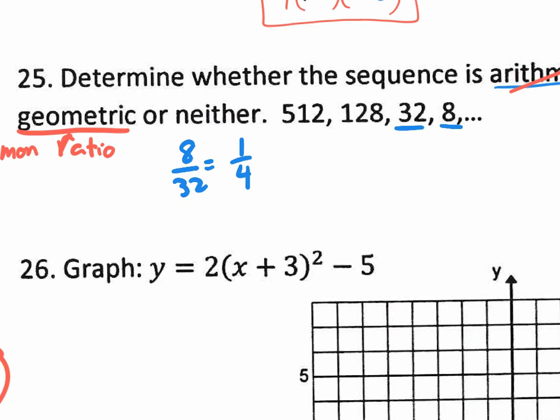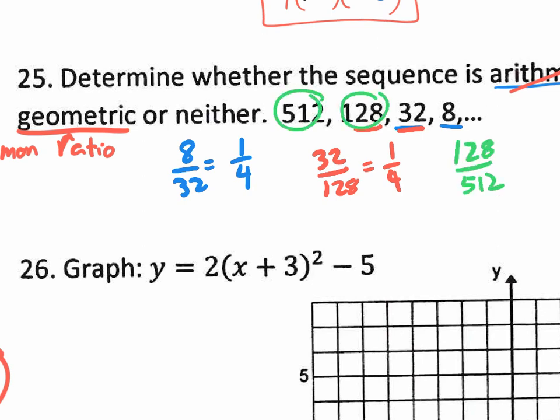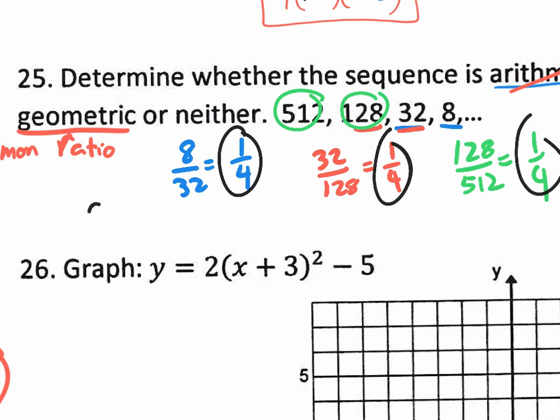Now, the question is, does that happen between all the terms? If I do 32 divided by 128 on the Casio calculator, hit equal, it does give you 1/4, right? And if you do the next one, 128 divided by 512 on the Casio calculator, hit equal, and yes, it also gives me 1/4. So absolutely there's a common ratio on all of them, so this is for sure geometric.